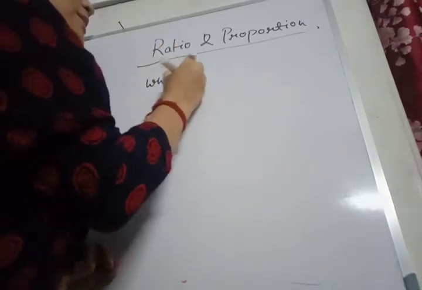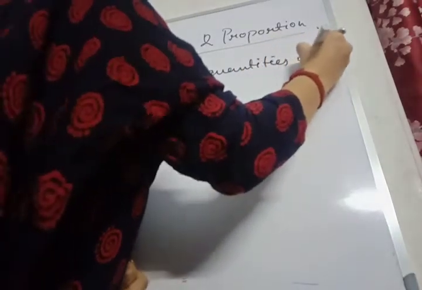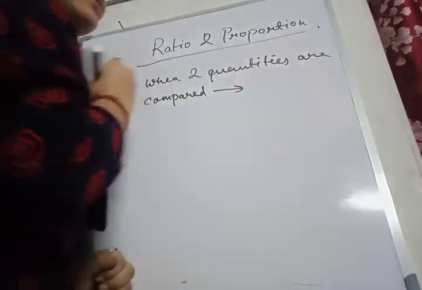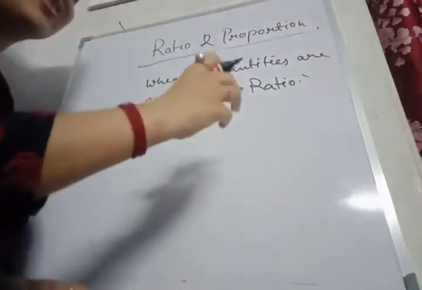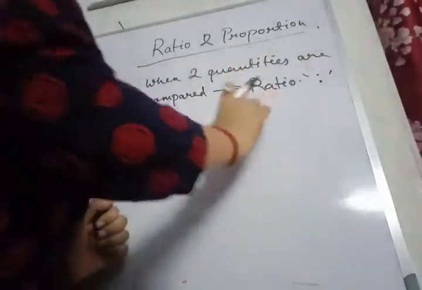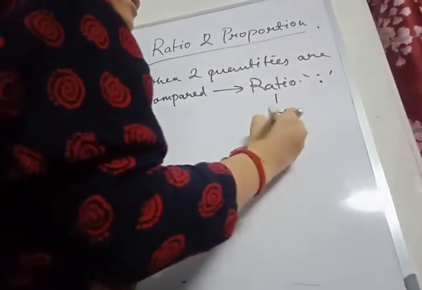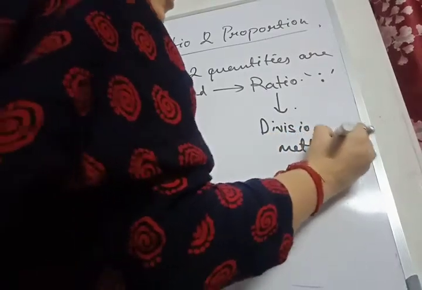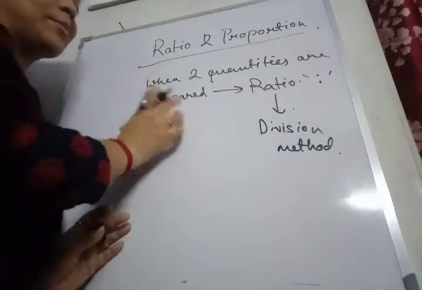When two quantities are compared, we represent that by ratio. What is the symbol of ratio? It is denoted by this. This is my symbol for ratio. Okay? And ratio is basically when we are applying the division method. That is, we are dividing one quantity by the other. That only represents the ratio, and it helps to compare the two quantities.